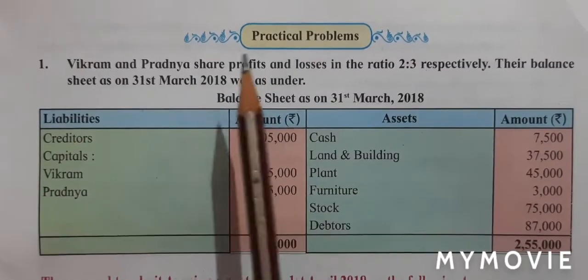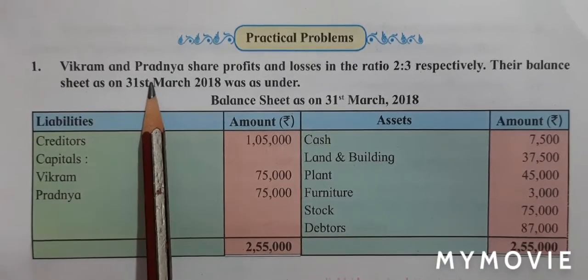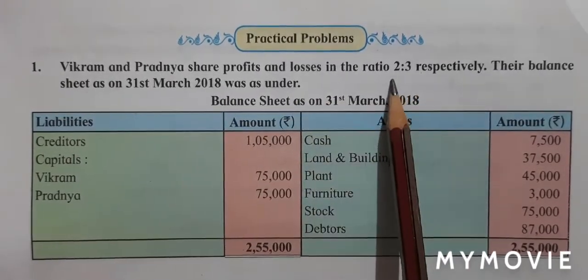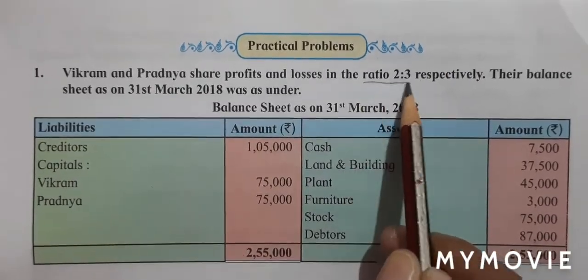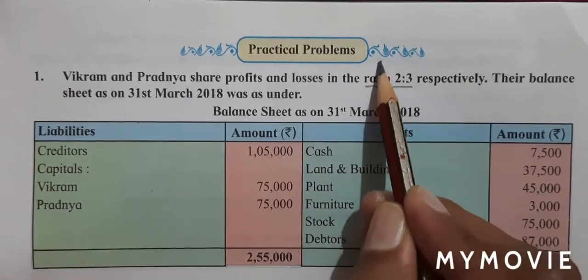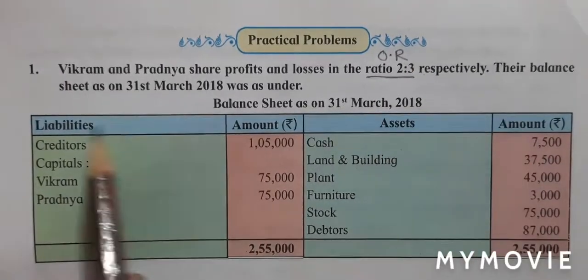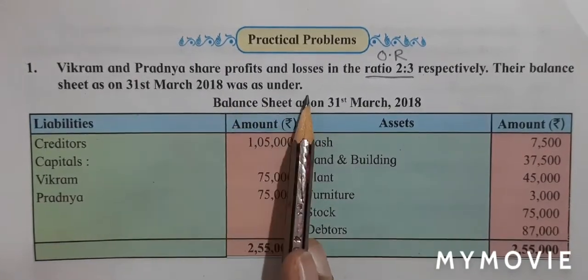Let's begin with practical problem number 1. Vikram and Pradnya share profit and losses in the ratio 2:3 respectively. We will underline this ratio. This is my old ratio. Their balance sheet as on 31st March 2018 was as under.